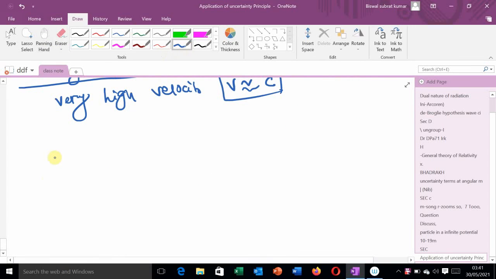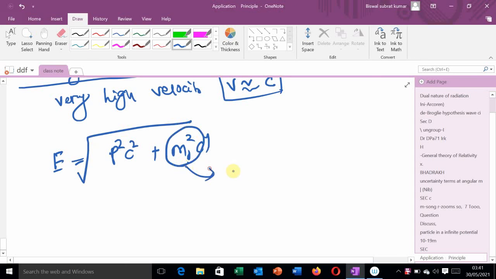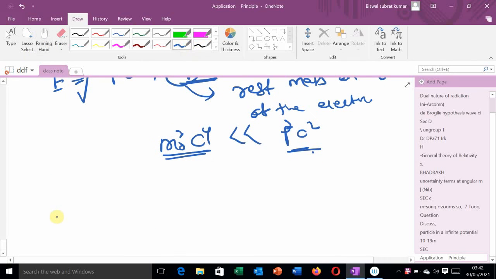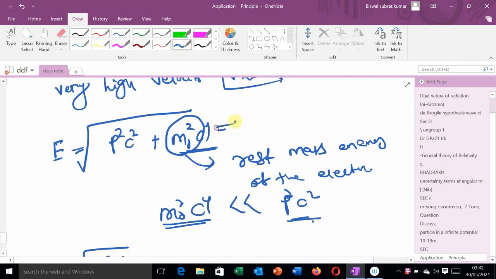In relativistic mechanics, the total energy can be written something like that, where m0 is the rest mass energy of the electron. And this quantity, m0 square c4, is very small compared to p square c square, so you can neglect this term in comparison to the other term. Because I have neglected this part, you can put it simply as 0.